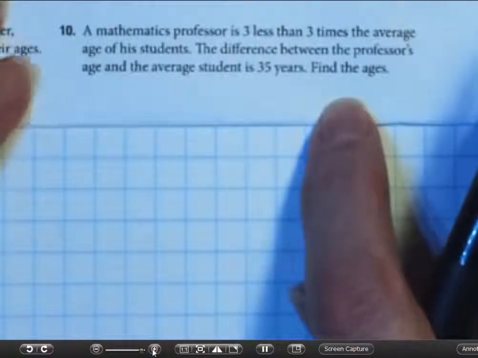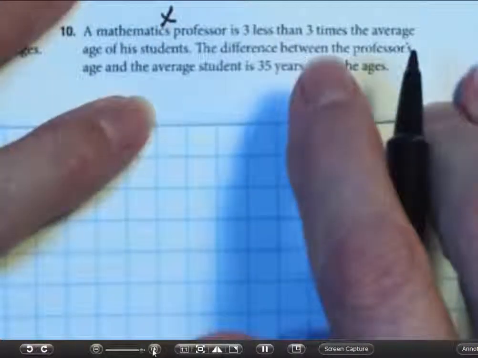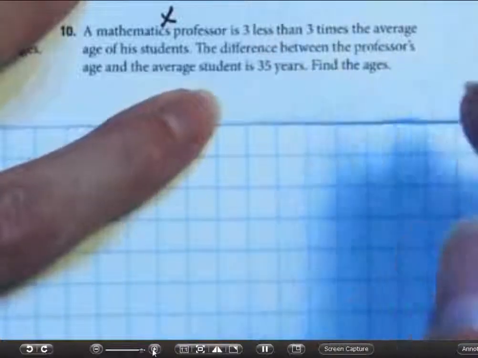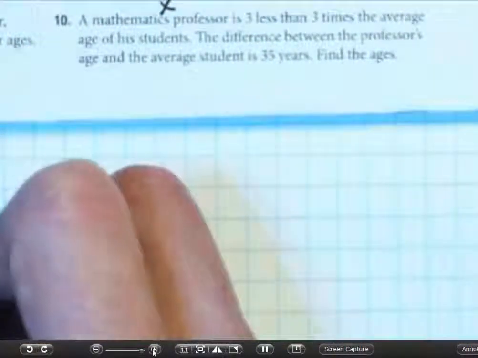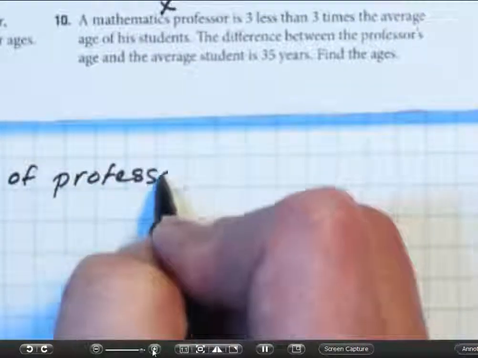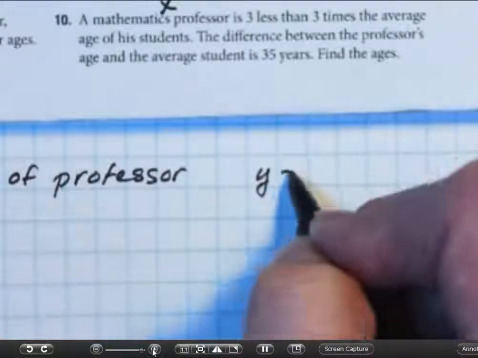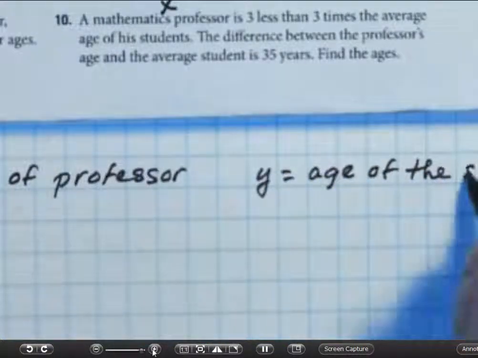First of all, we don't know the professor's age, so we're just going to call him X. And we don't know the age of the students, so we're just going to call them Y. So X will be the age of the professor, and Y will be the average age of the students.